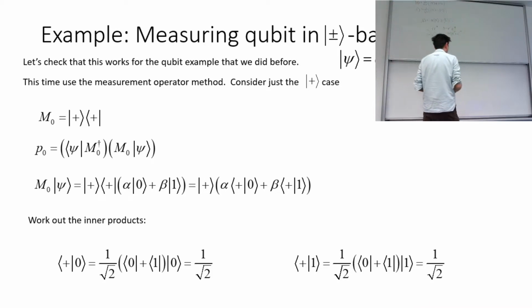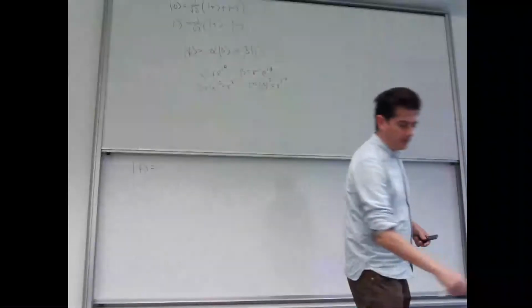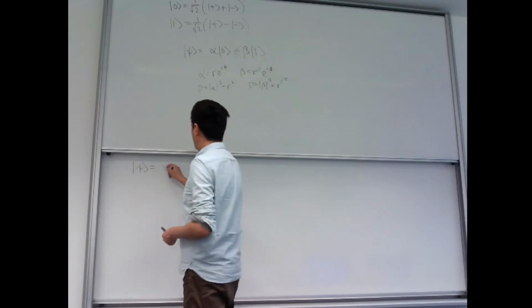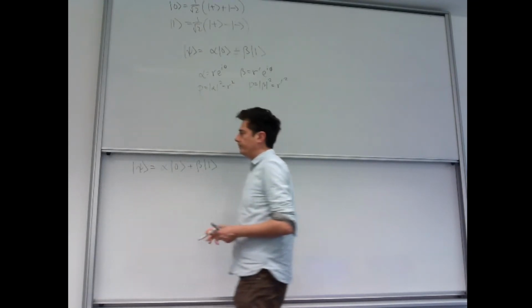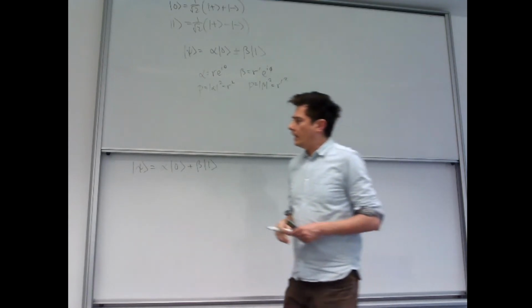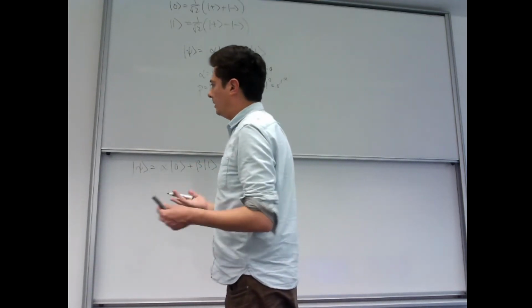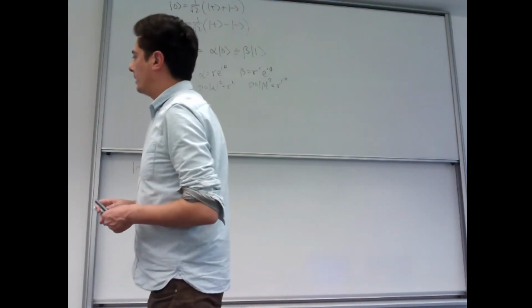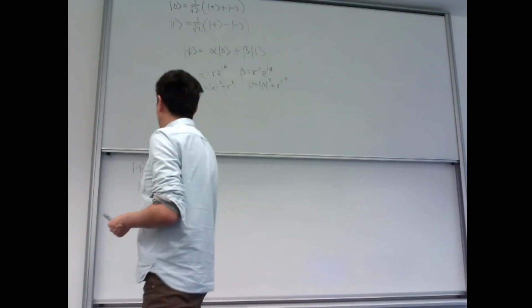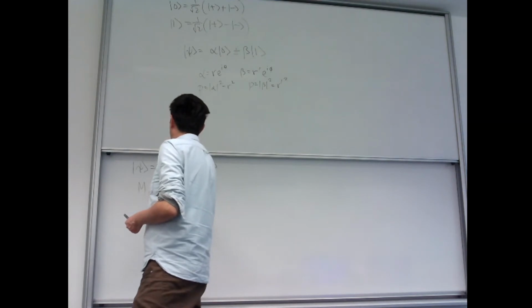So let me just go through that. What we're starting with is this state, a bit dark. All right, so we're starting with this state, alpha 0 plus beta 1. And in the measurement operator method, what we're going to have are two measurement operators. Stick to the same kind of notation.